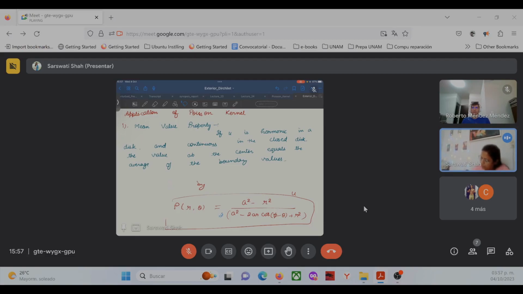Here it was 2 pi, is not it? So what will be the value of this function at r equals to 0? This was the Poisson kernel even for the interior and for the exterior of the circle, is not it? So what is the value at the center? One over 2 pi.